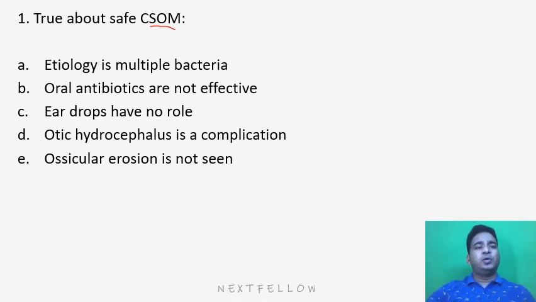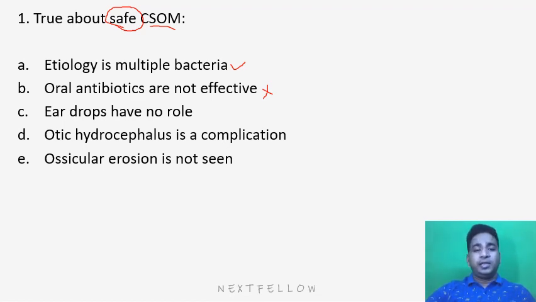So the examiner wants to ask what is true. Option number A is etiology is multiple bacteria. Seems to be a correct option because there are lots of bacteria like Streptococcus pneumoniae, Staphylococcus aureus, E. coli, Haemophilus influenzae, Moraxella catarrhalis, etc. So etiology may be multiple bacteria. Then, oral antibiotics are not effective. Since we are talking about the safe CSOM, in the safe variety, oral antibiotics are effective. So option number B is incorrect.